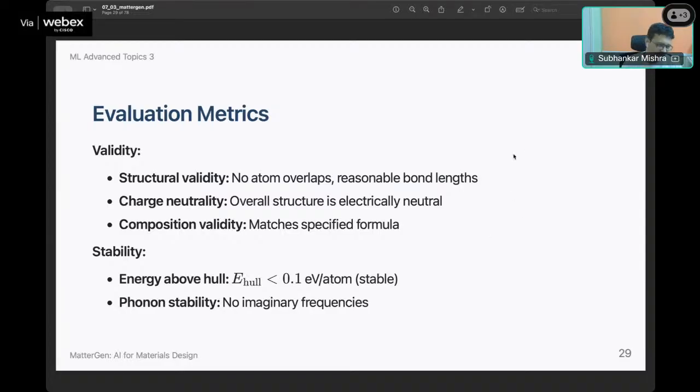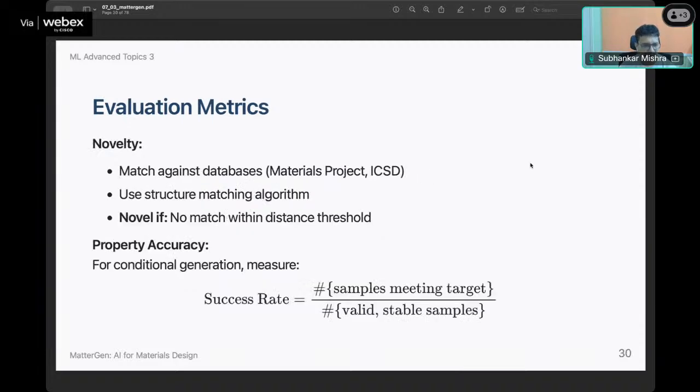They do it in multiple ways. One of them is structural validity. So there will be no atom overlaps and reasonable bond lengths, and charge neutrality. If the overall structure is electrically neutral, then there is composition validity, if it matches the specified formula that we have given. This is because we want materials that could actually exist, right? So stability has to be also checked, and a few others.